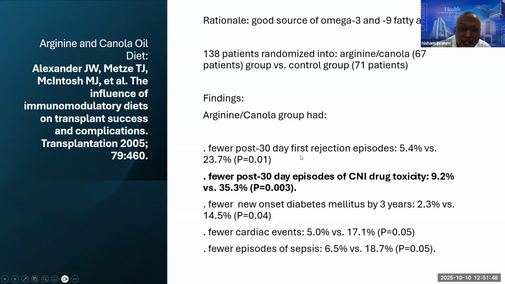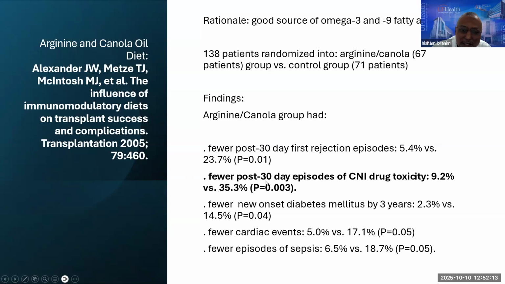And fewer rejection episodes. I'm not sure how they assessed the presence of rejection. They probably looked at surveillance biopsies. And fewer new onset diabetes mellitus as well, fewer cardiac events. So this altogether showed a very good result.